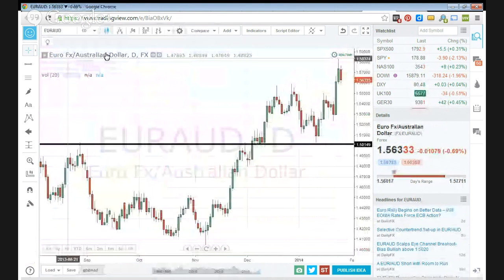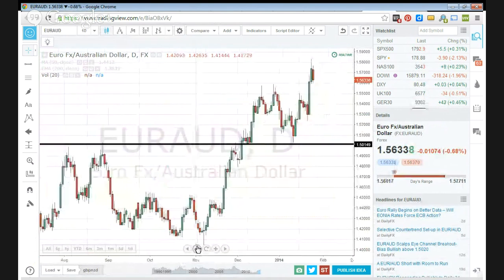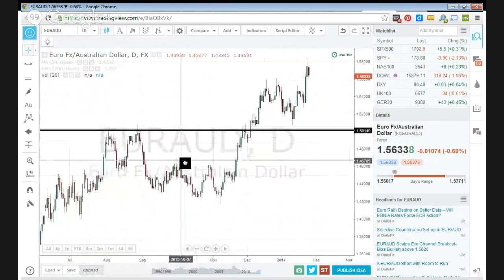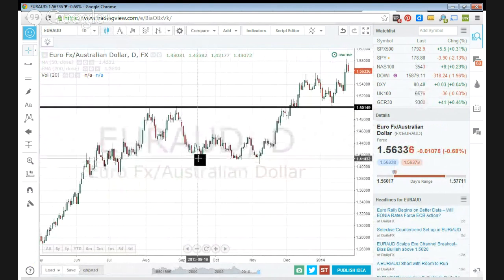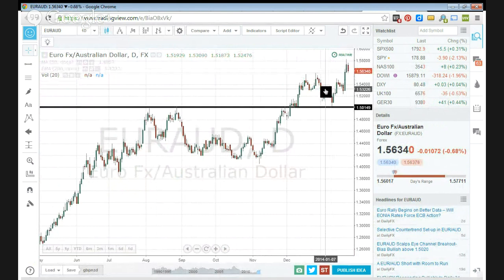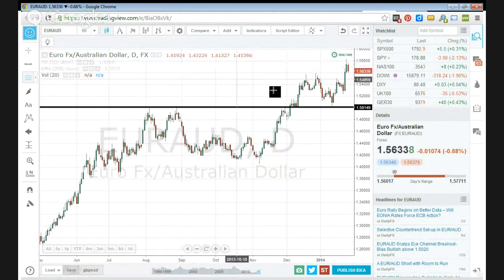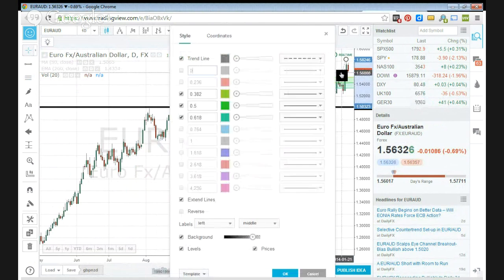Euro Australian dollar, yeah, same deal here. Let's zoom out a little bit. Okay, yeah, just need that pullback really. So we're starting to get a little bit of a reversal here. However, I would like this. Let's actually, just out of curiosity, do a Fibonacci from here to here. Okay. I can take off the 38.2 now.